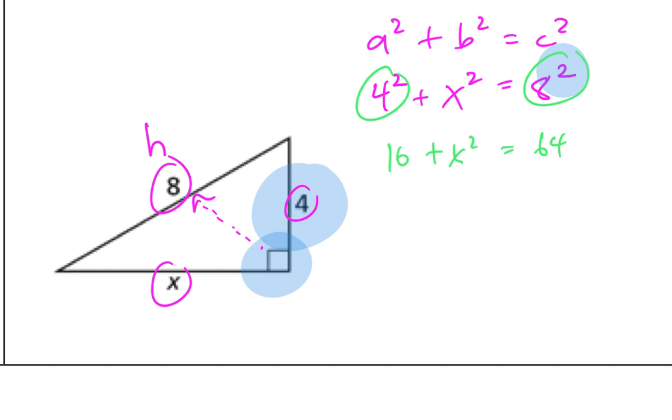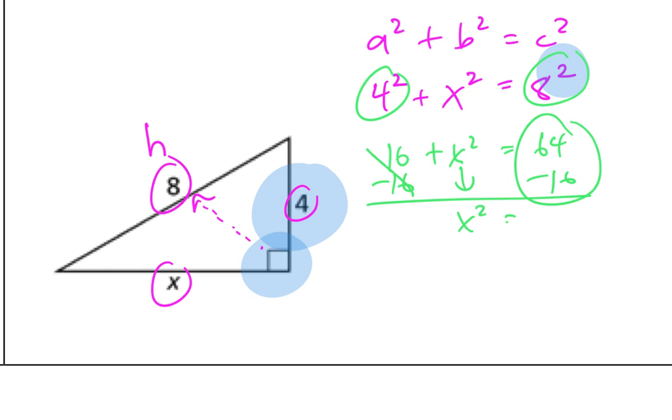Now think about what the next step is. If we're trying to get x squared by itself, remember we're going to take the square root at the very end. So we want to get rid of the 16. The opposite of positive 16 is negative 16, so those cancel out. We're going to bring down the x squared equals, and if I type that into my calculator, 64 minus 16 gives you 48.